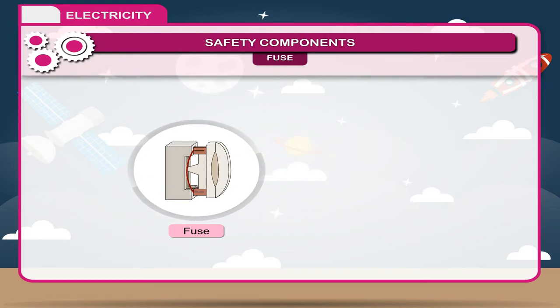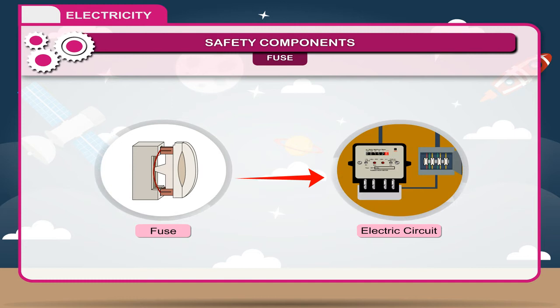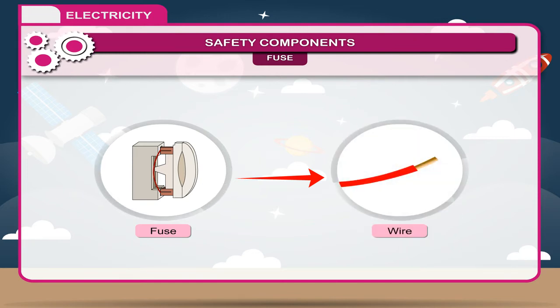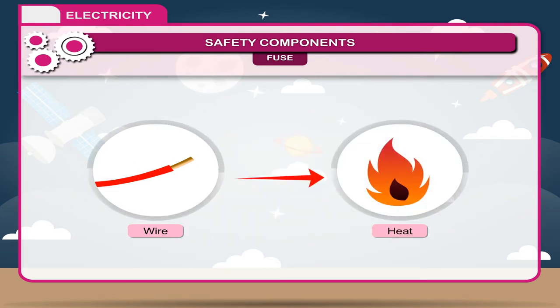A fuse works on heating effect of current. Thus, an electric fuse is a safety device used to limit the current in an electric circuit. A fuse is a short piece of wire of uniform area of cross-section and high resistance made up of a material of low melting point so that it may easily melt due to overheating when current in excess of the prescribed limit passes through it.